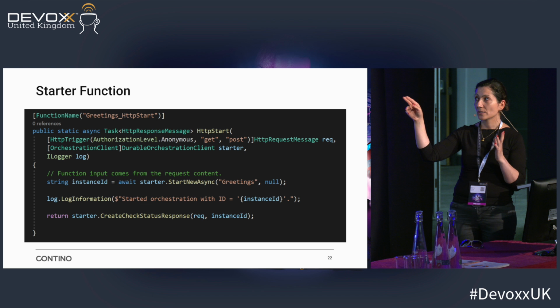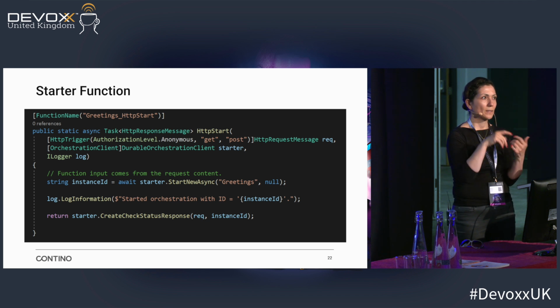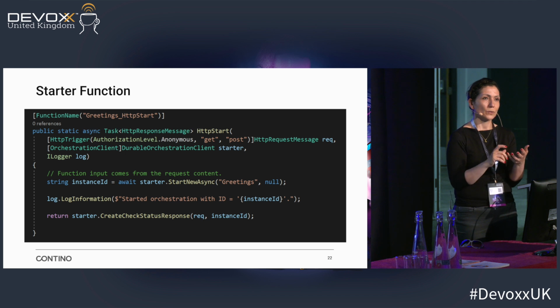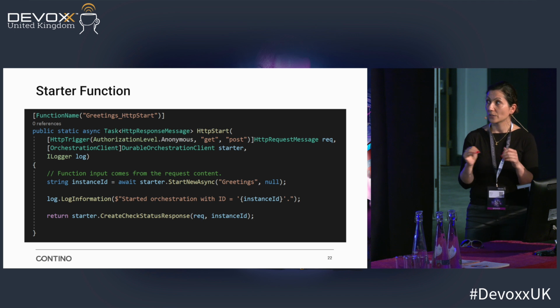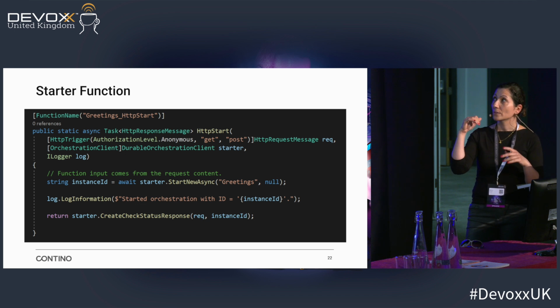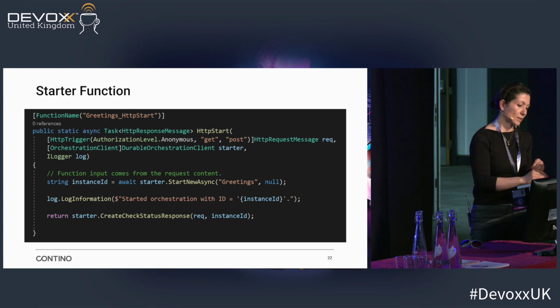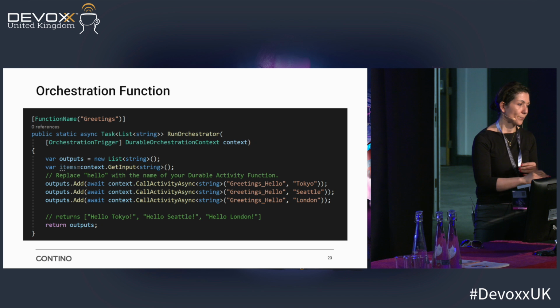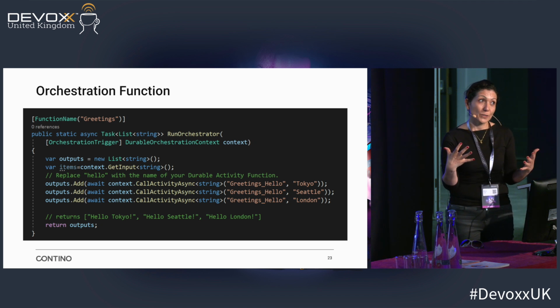And the create check status response will give you the endpoints, in a sense: the state, what's the status of it, how to terminate it. There are 4 JSON outputs that give you the URLs for the status check. So this is the starter function, responsible for triggering the orchestrator, as start new async.